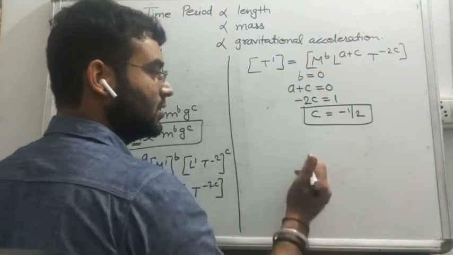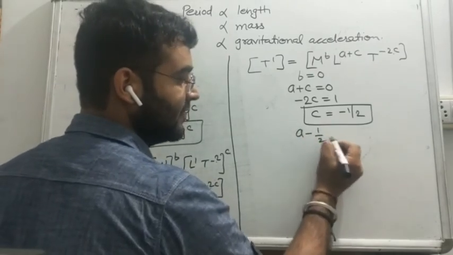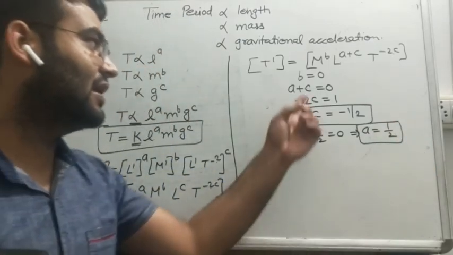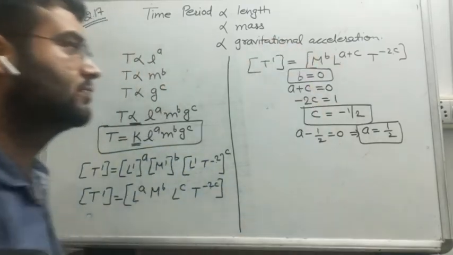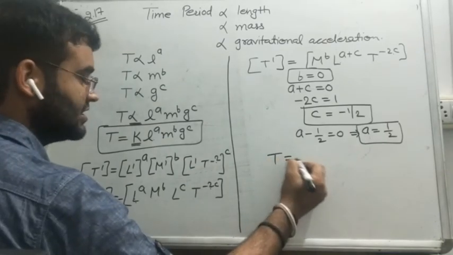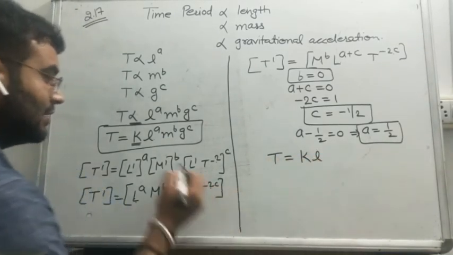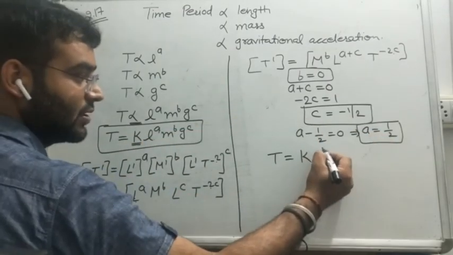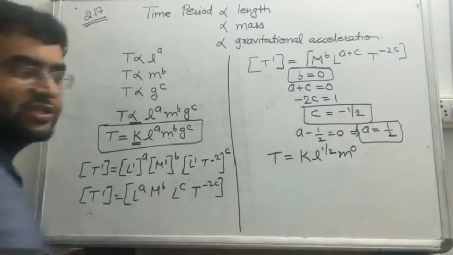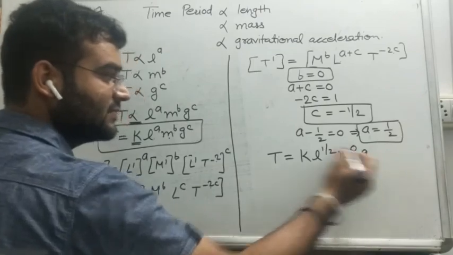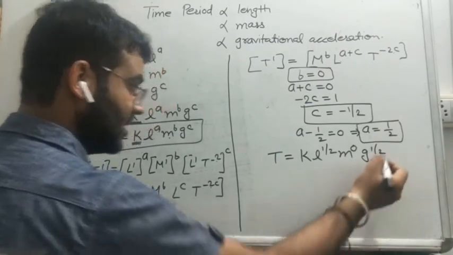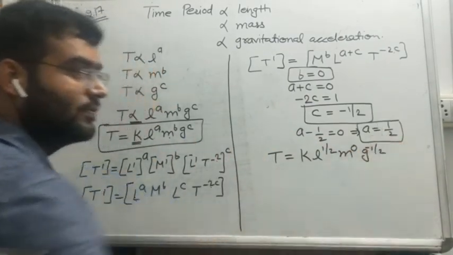When you put the value of c here, then you find a - 1/2 = 0, that means a = 1/2. And you know the value of b, what is the value of b? That is equal to 0. So you can put these values in this formula: T = k L^a, and the value of a is half, M^b, the value of b is 0, and g^c, the value of c is, not half, but minus half, so I am writing here minus half.